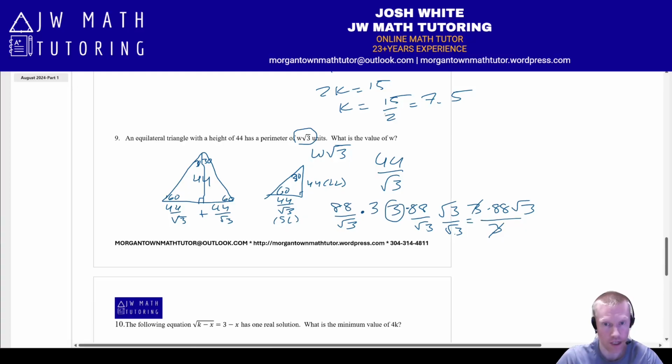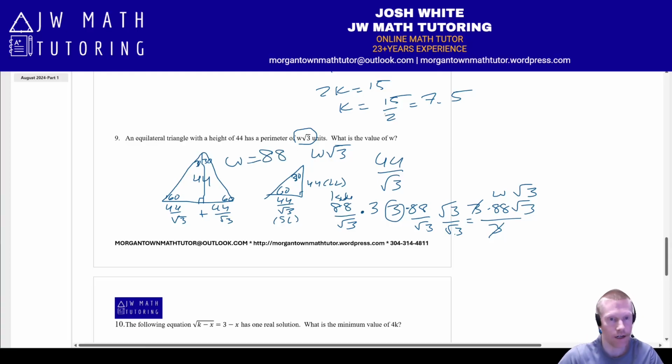In other words, the 3 that I introduced, because we have 3 sides, that's why I multiplied by 3 here. This is one side, and then we have 3 of them for the perimeter. That cancels out with this 3 in the bottom. So you get this. That means W is going to be 88. So the correct answer for this one, 88 is the value of W.